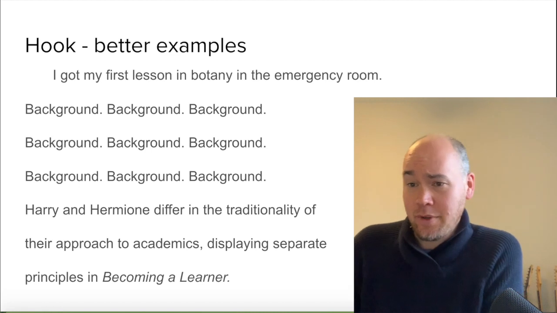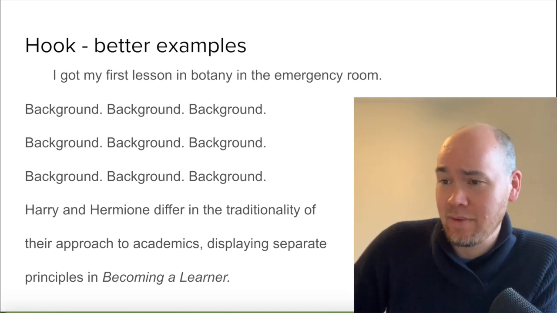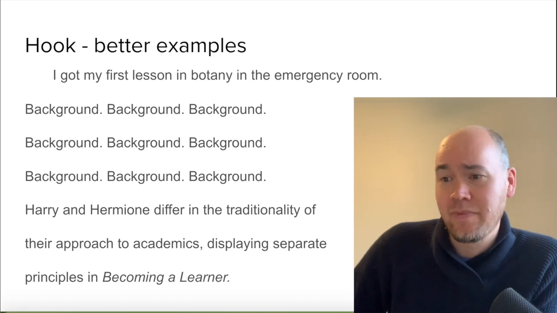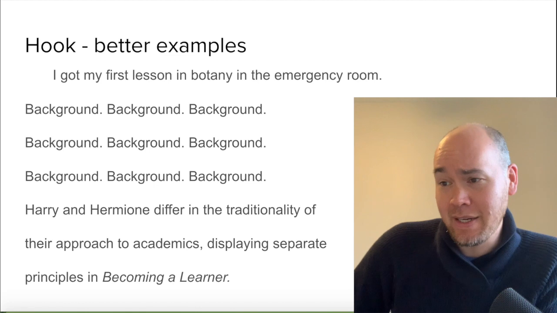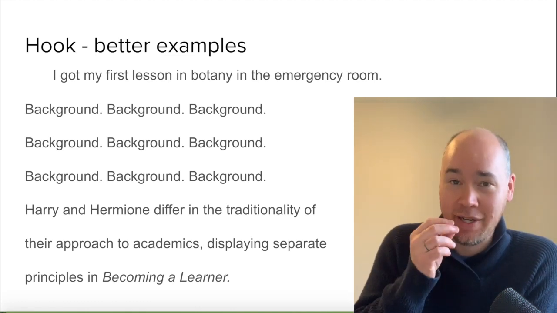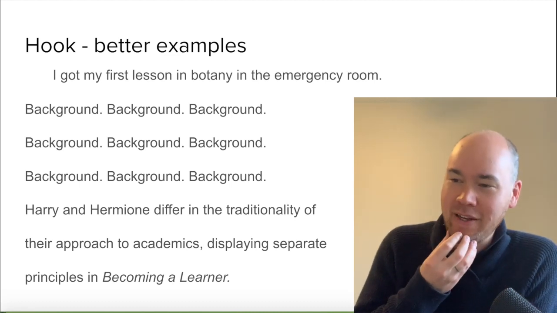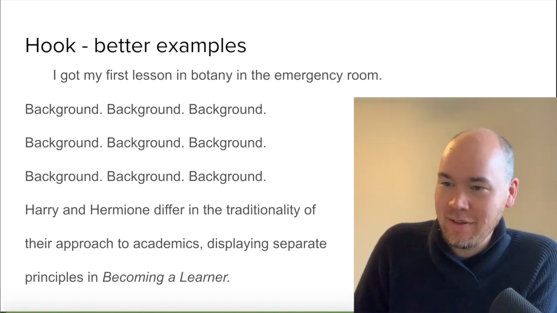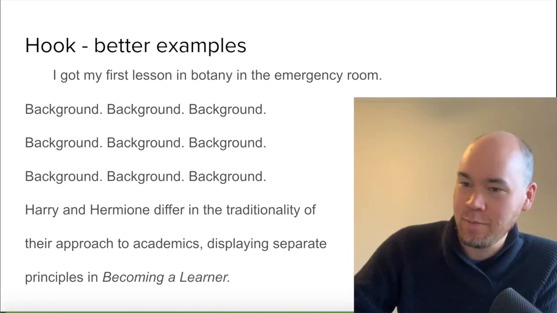So here's a better example. I got my first lesson in botany, the study of plants, in the emergency room. So that's not really on topic for my essay, but it's definitely interesting. I definitely want to know what happened to this person. Did they eat some kind of poisonous mushroom? And then, mushrooms are not botany, are they? And then they went to the hospital. I want to know what happened next, right? It got my attention, and that's what a hook should do.